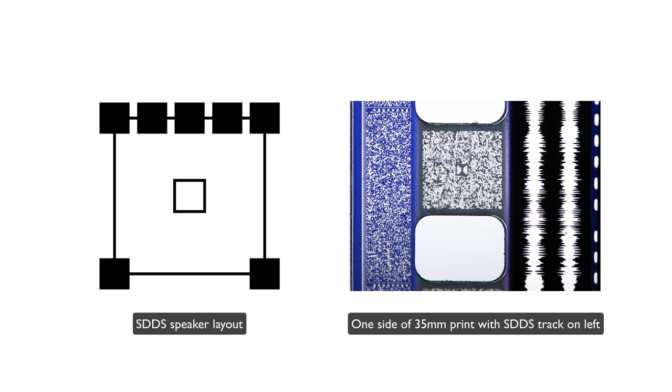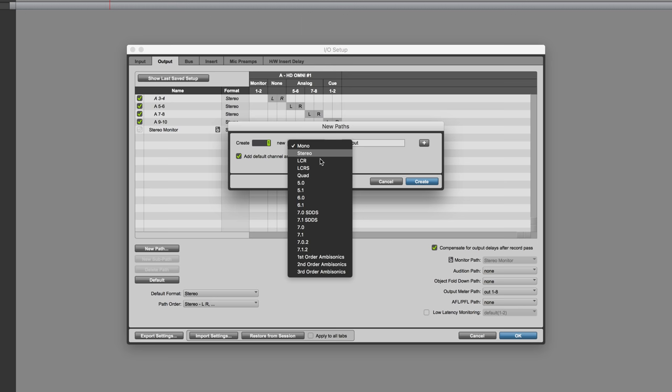SDDS was a 35mm sound format, which stored the audio in a data compressed format along both sides of the 35mm film strip. Of course now, with hardly any cinemas actually playing 35mm film prints, no new content is being created in this sound format. In fact, Sony discontinued the production of the encoders and decoders years ago. What's interesting though is that Pro Tools retains the option to mix for the SDDS 7.1 speaker layout.